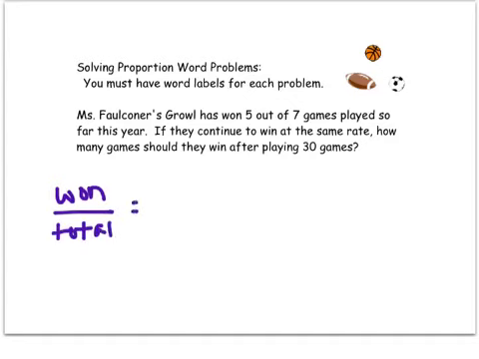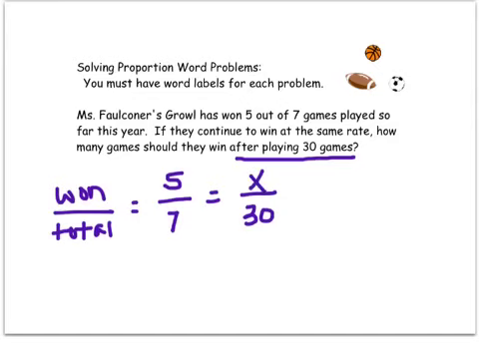So let's see, how many have we won? We've won 5 out of how many? We've won 5 out of 7. Okay, now the question is, how many games should I win after playing 30 games? So that 30 is representing my total. So if it's the total, is it going to go on the top or the bottom? It's going to go on the bottom. So I'm trying to figure out how many games I am going to win.